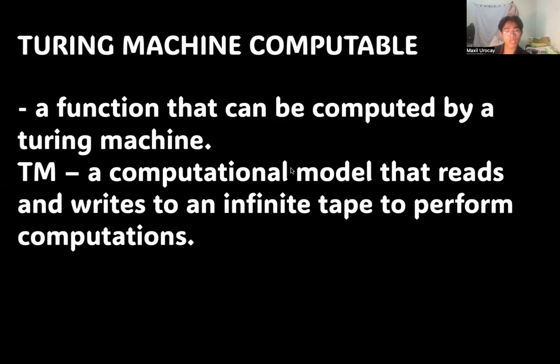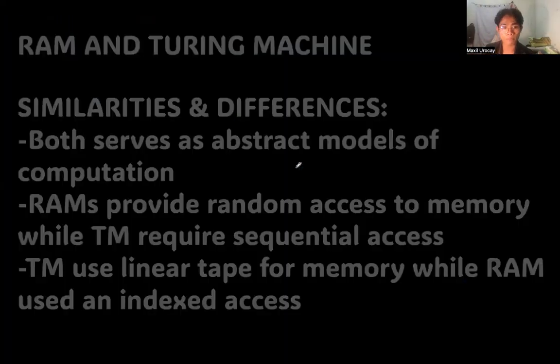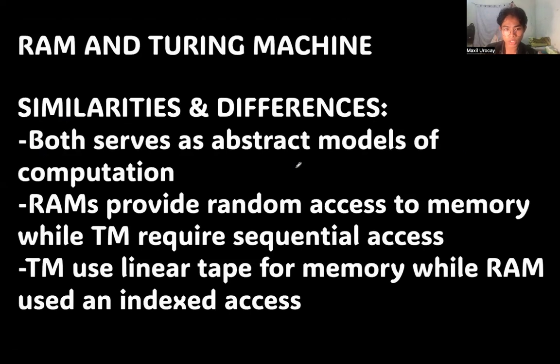Now let's move on to the equivalence of RAM computable and Turing machine computable functions. We have first the similarities and differences. They both serve as abstract models of computation, and RAMs provide random access to memory, while the Turing machine requires sequential access. The Turing machine uses a linear tape for memory, while RAM uses indexed space access.